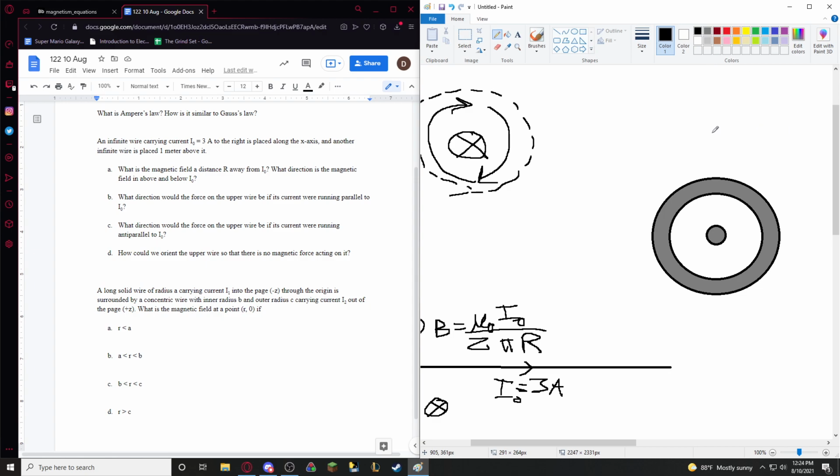So we have our inner wire carrying a current, and we have an outer concentric wire carrying another current in the opposite direction. So we want to know, how do we calculate the magnetic field anywhere? If R is less than A, so inside the first wire. If R is between A and B, so between the two wires. Within the outer wire. And what about completely outside?